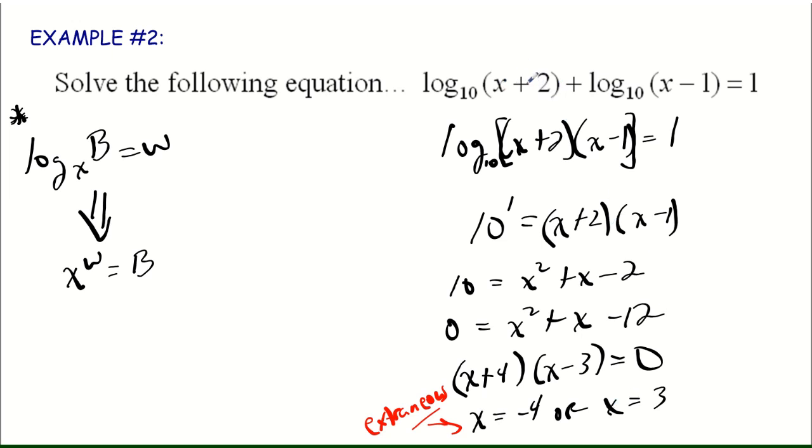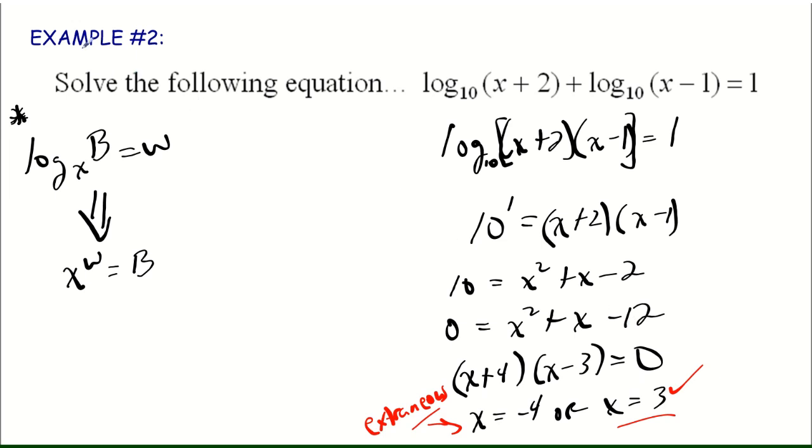3 plus 2 is 5. That's not an issue. 3 take away 1 is 2. That's not an issue. That one's good. So this one has an answer 3. Now, sometimes students get here and they say, oh, so if one works, the other one doesn't. Not necessarily. I've seen where they both work. I've seen where both of them are extraneous. I've seen like this one where one of the two works. You have to check every answer you come up with and see if they are extraneous.